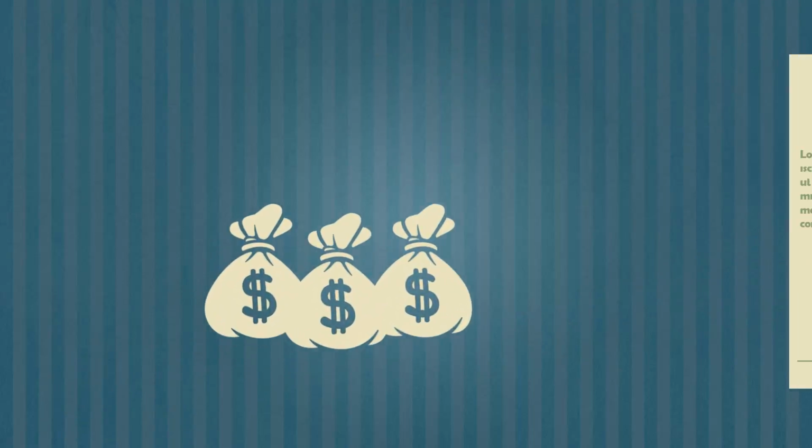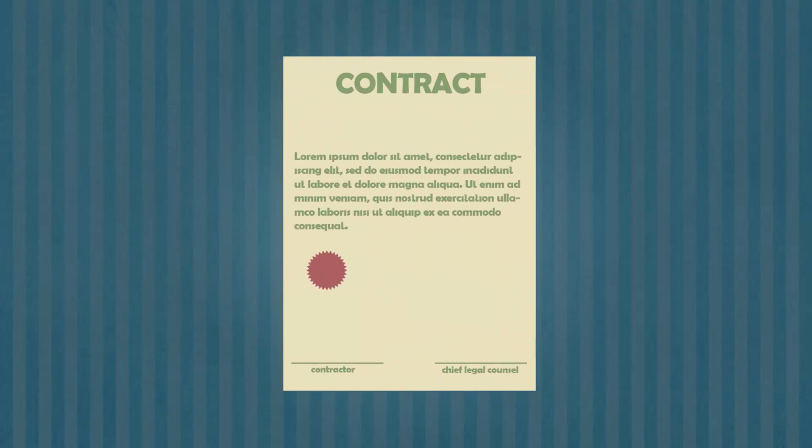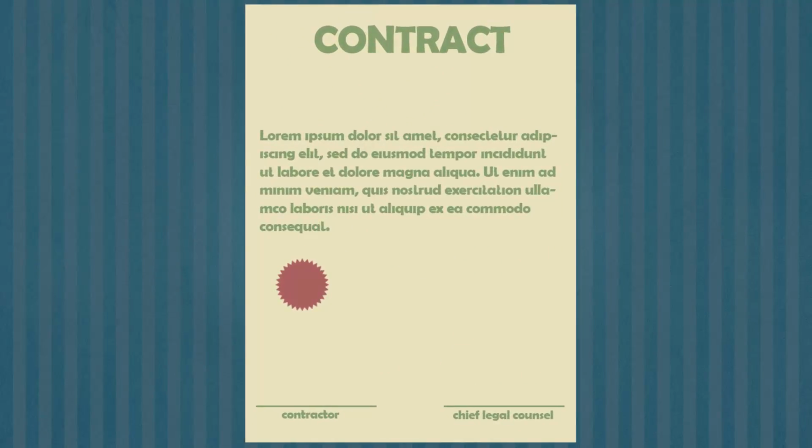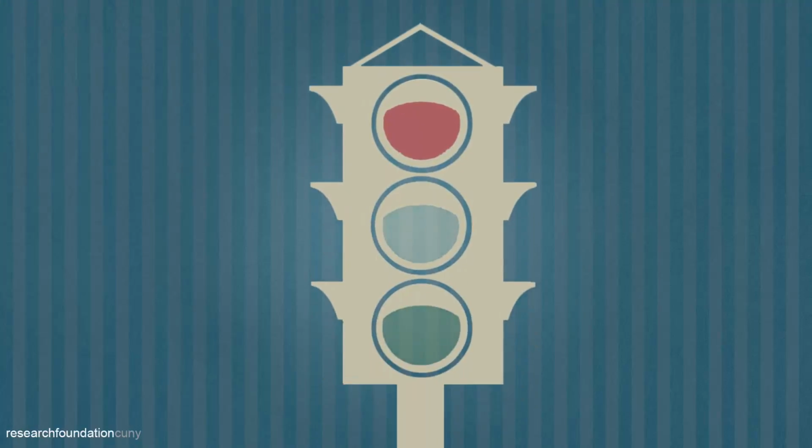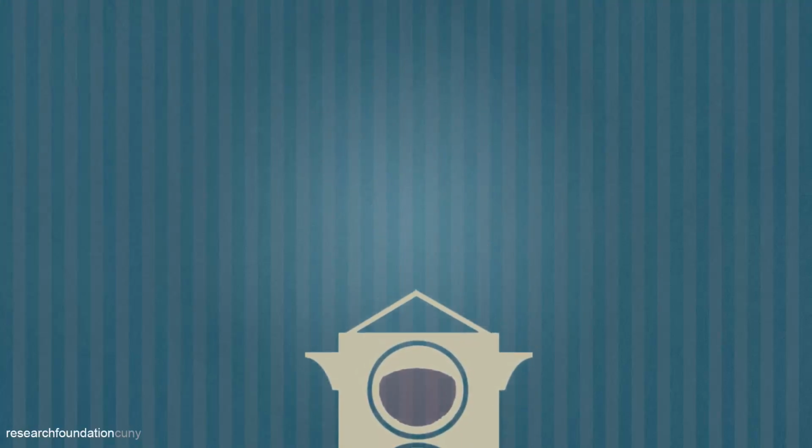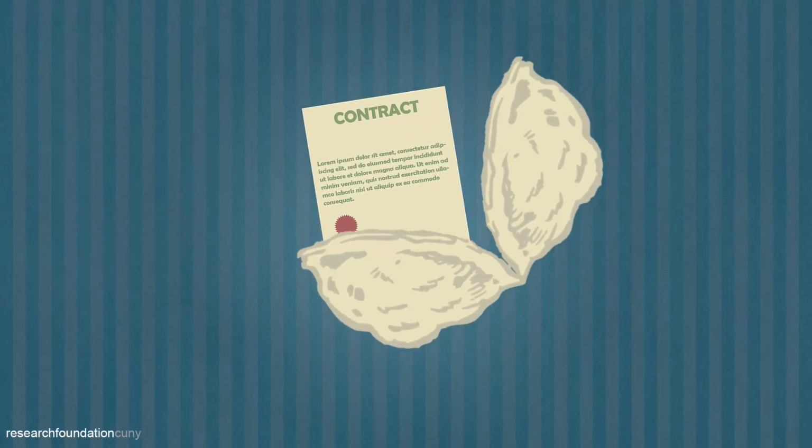An e-contract is generated for the contractor and chief legal counsel to sign. Once all of the T's have been crossed and the I's have been dotted, the contract is signed. Finally, the contractor has a green light to begin working. This is the contract manager process in a nutshell.